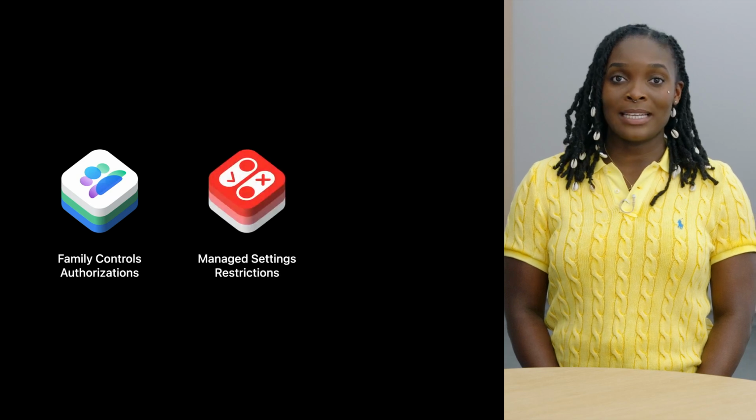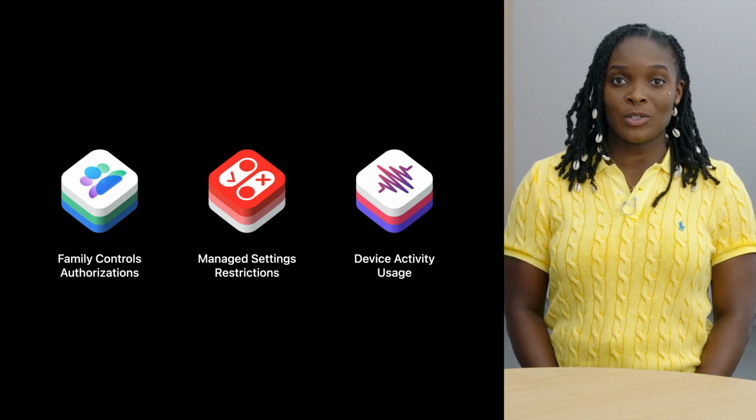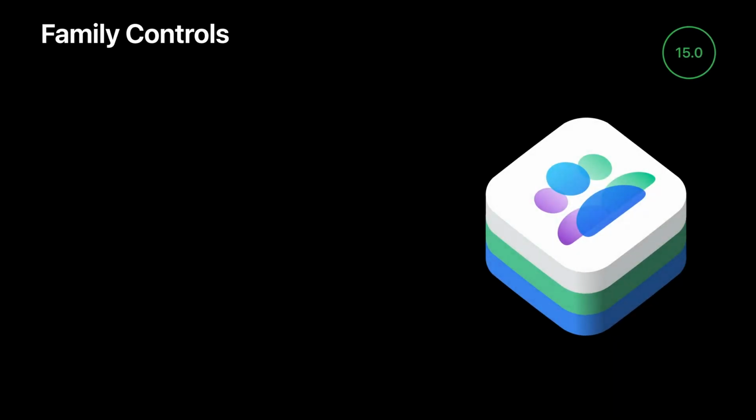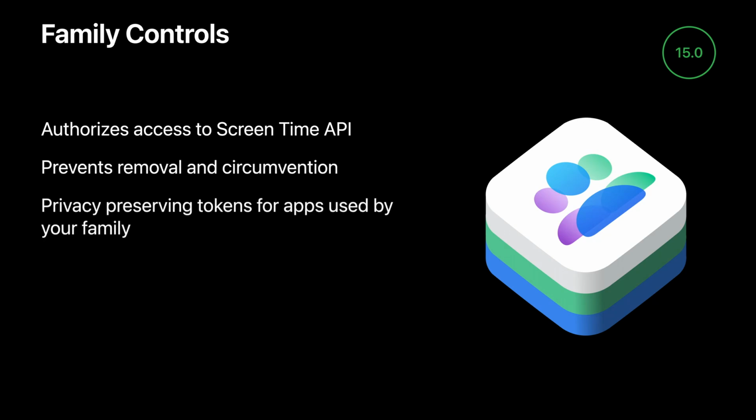Last year's Screen Time API introduced 3 new frameworks: Family Controls, Manage Settings, and Device Activity. In iOS 15, these frameworks brought new capabilities to your parental control apps. To jog your memory, let's take a quick look at all 3. Family Controls is essentially a gateway since it authorizes access to the Screen Time API. This framework allowed you to prevent removal of your parental control app, and it protected user privacy by providing opaque tokens used to identify apps and websites.